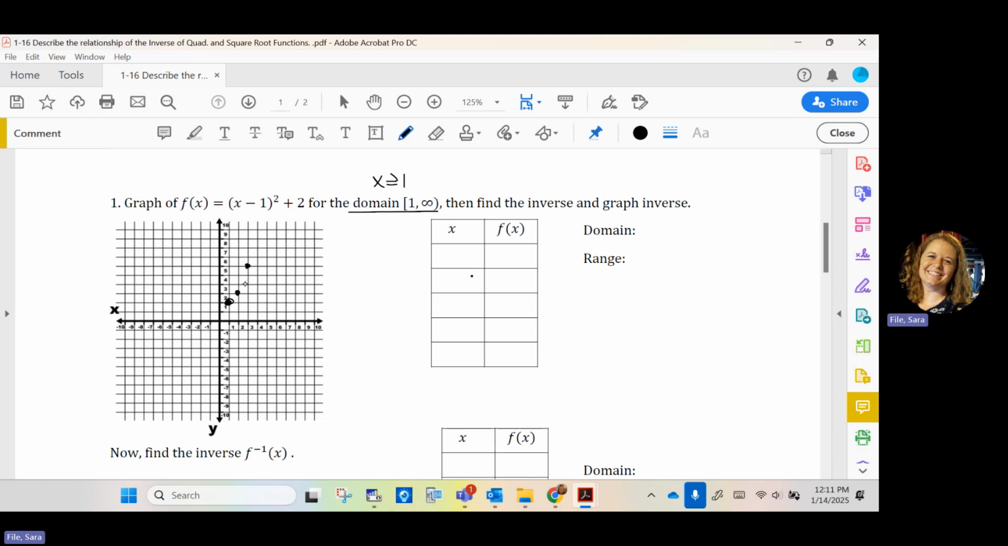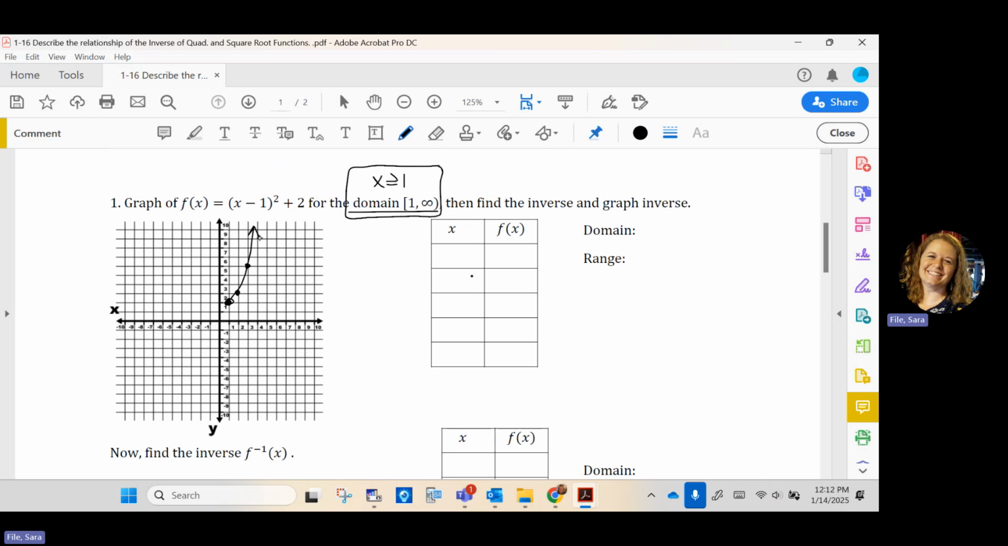Now, I am not going to mirror those points across the normal axis of symmetry because of this restricted domain. It's not the full parabola. Everything greater than or equal to 1. So it's this x value of 1 where we put the vertex and everything to the right. So it's only half. It's only this half of the parabola that I'm graphing. So that's the given function with the restricted domain.